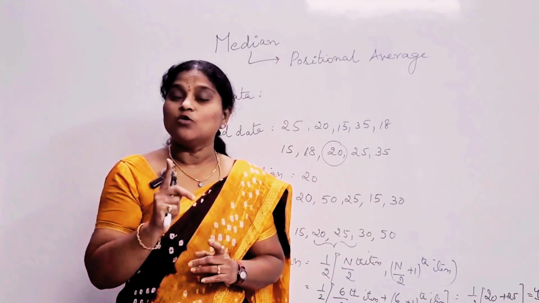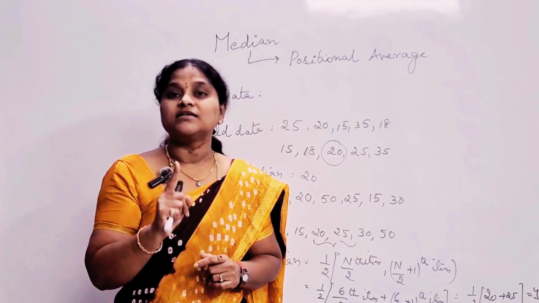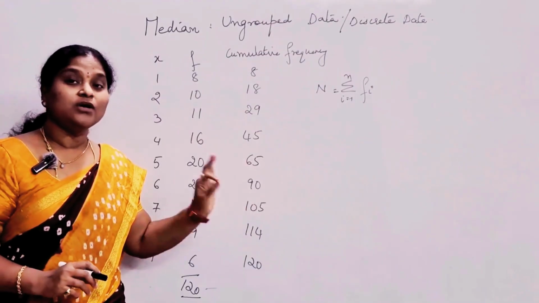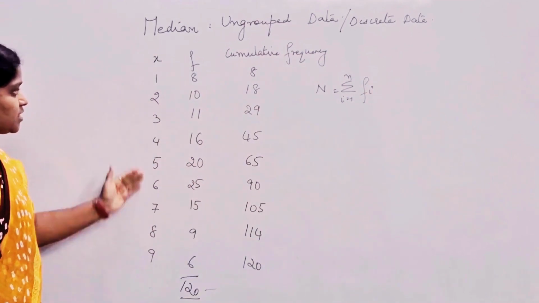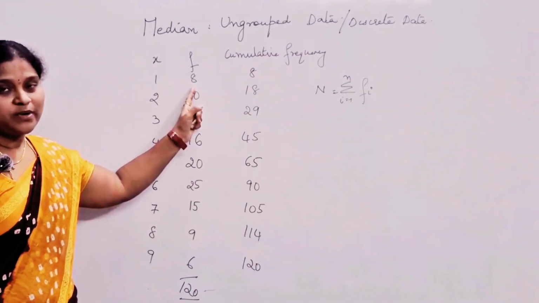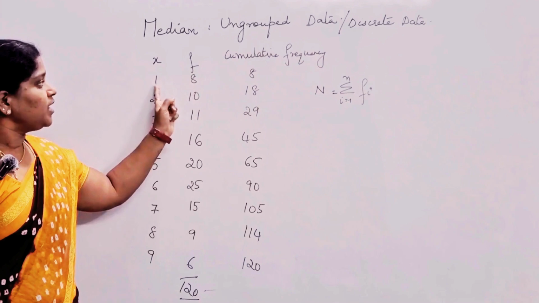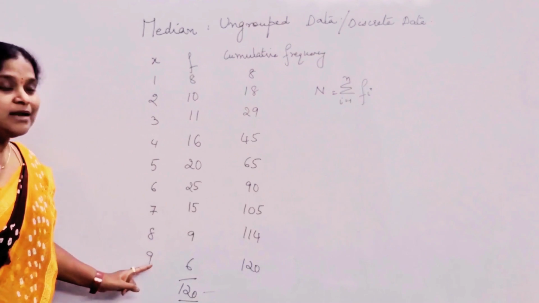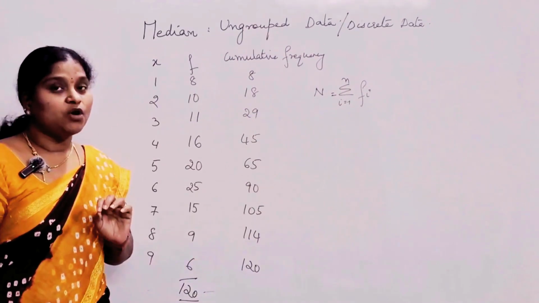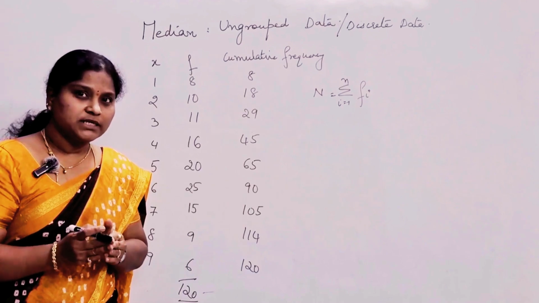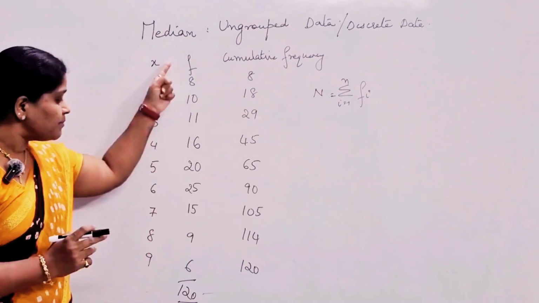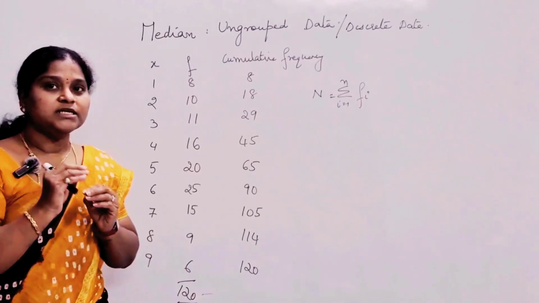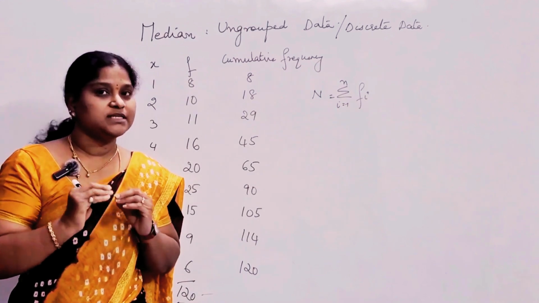So now let us see how median is calculated when the data is in discrete form or ungrouped data. This is the data we have considered for discrete series. We have x values starting from 1 to 9. Their respective frequency values are given. 1 is repeated 8 times, 2 is repeated 10 times, 3 is repeated 11 times, so on. 9 is repeated 6 times. We have already seen that in case of discrete series, capital N value will be summation of f, that is nothing but 120.